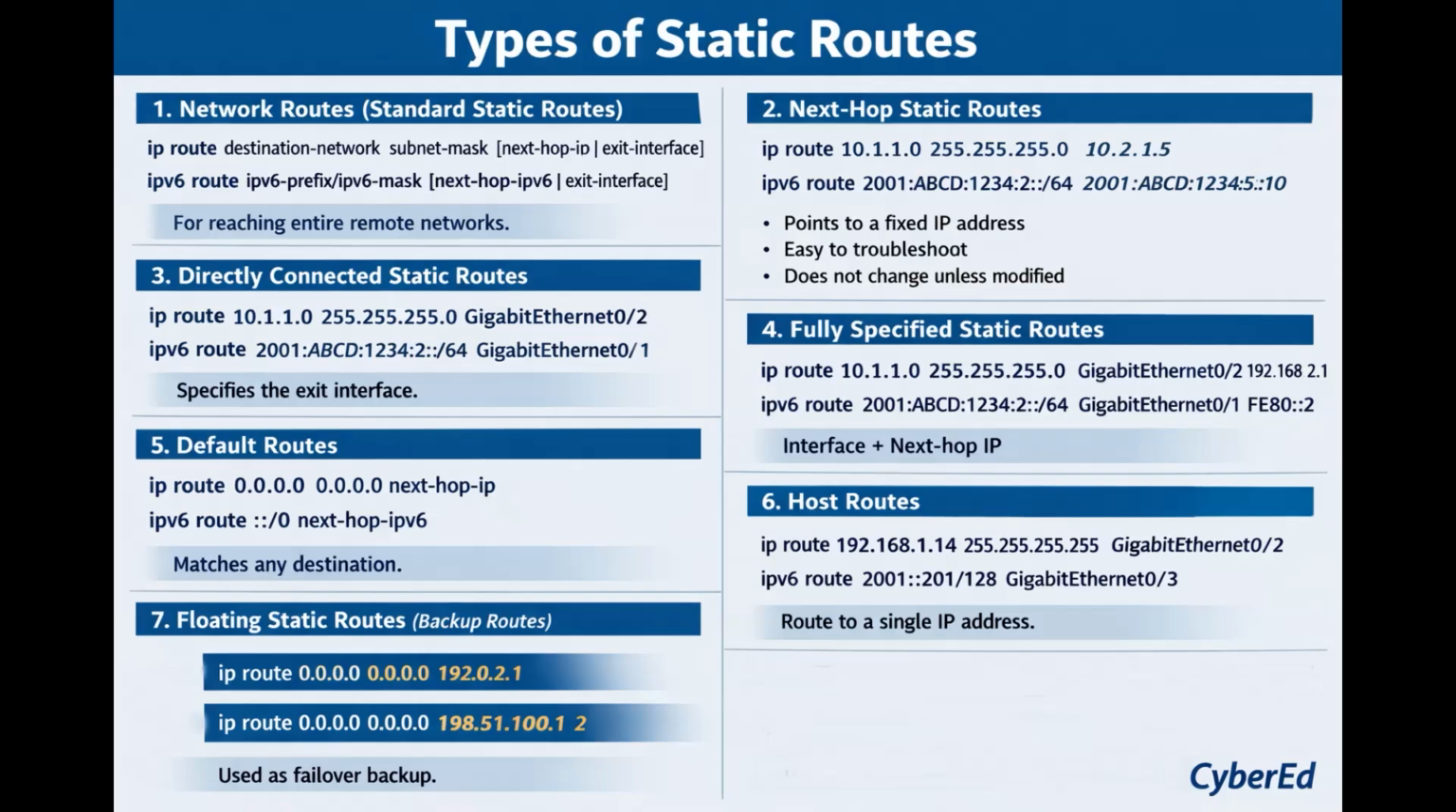Floating static routes act as backup routes. They only become active if the primary route fails. This is done by assigning a higher administrative distance. Here's the primary default route and the floating route. Normal static route AD equals 1. Floating route AD must be higher and used to back up static or dynamic routes.